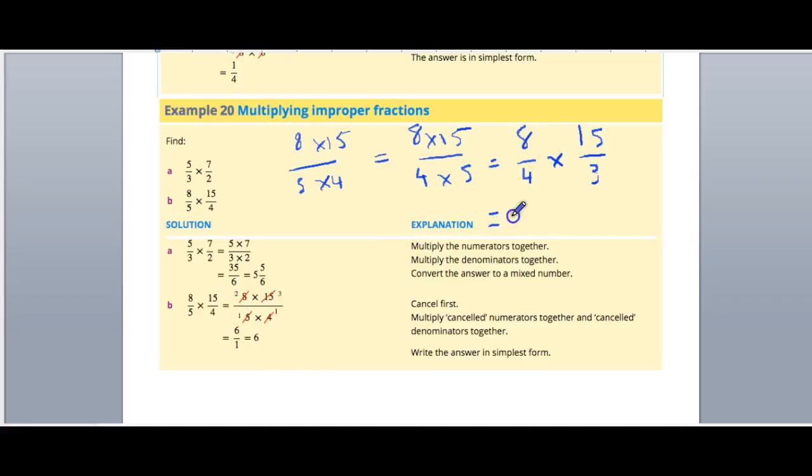So 8 divided by 4 is 2, 15 divided by 5 is 3. So I don't have to do the multiplication. I don't have to do 8 times 15. I simplify the fraction first. So 2 times 3 is 6. And I think what I've done there is much easier than how they've done it here.